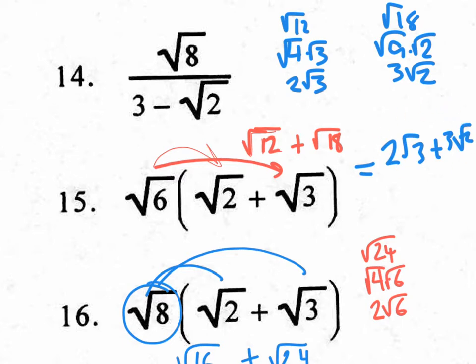These are different terms. It's like saying a 2x plus a 3y. Can't combine those. They're not alike. Any other one?